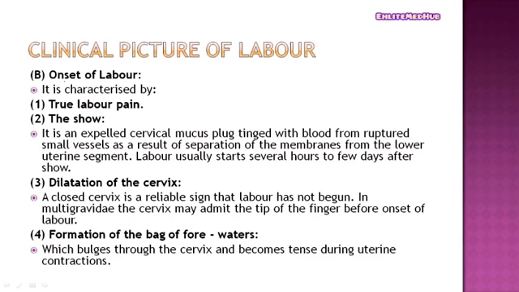So let's move to the B part of it, which is onset of labor. It is characterized by true labor pain, the show, which is an expelled cervical mucous plug tinged with blood from ruptured small vessels as a result of separation of the membranes from the lower uterine segment. Labor usually starts several hours to few days after show.